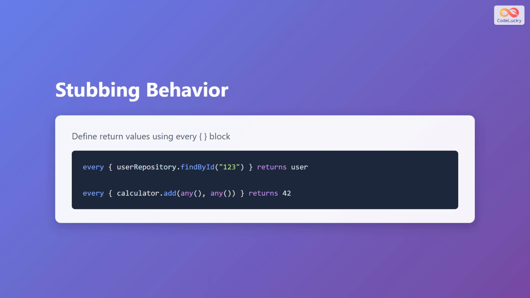For example, you can stub the findById method of a user repository to return a specific user object when called with a particular ID. You can also use argument matchers, like any, to make your stubs more flexible. In the second example, the add method will return 42 regardless of what arguments are passed to it.